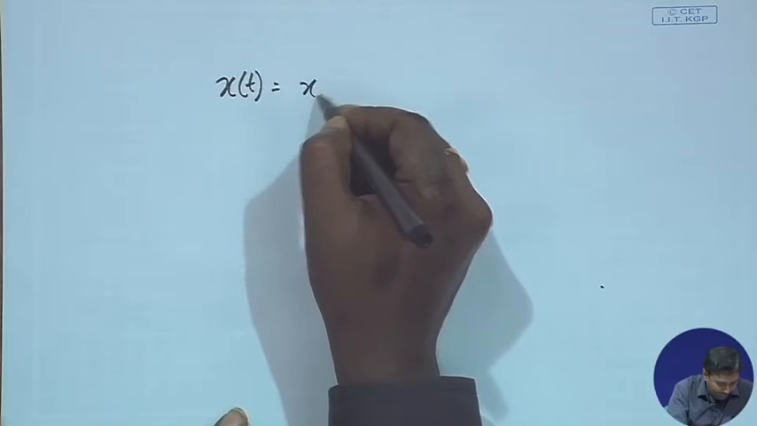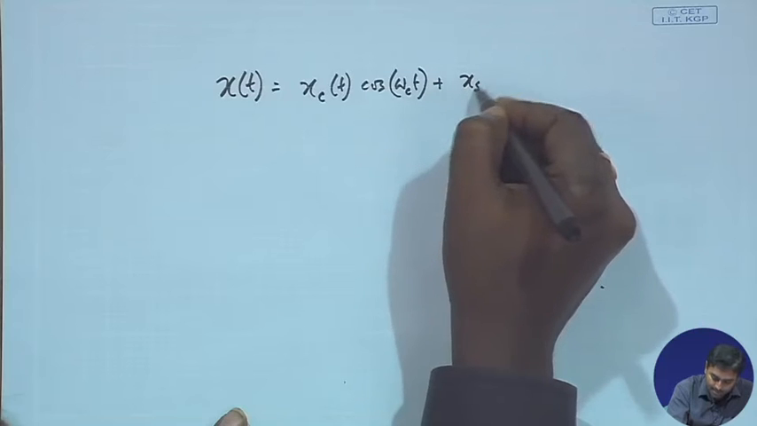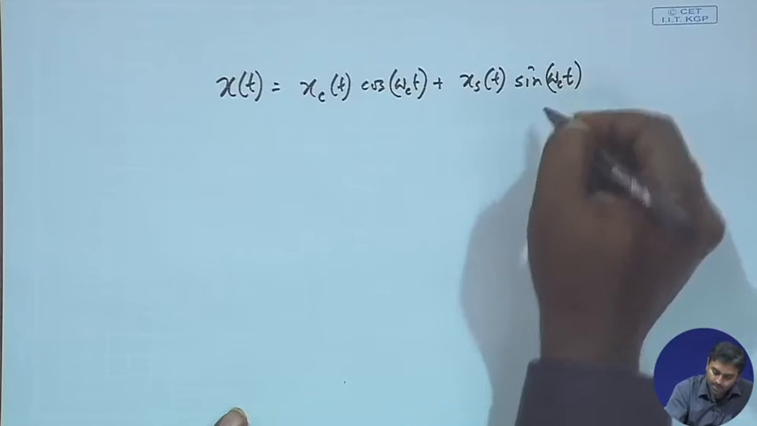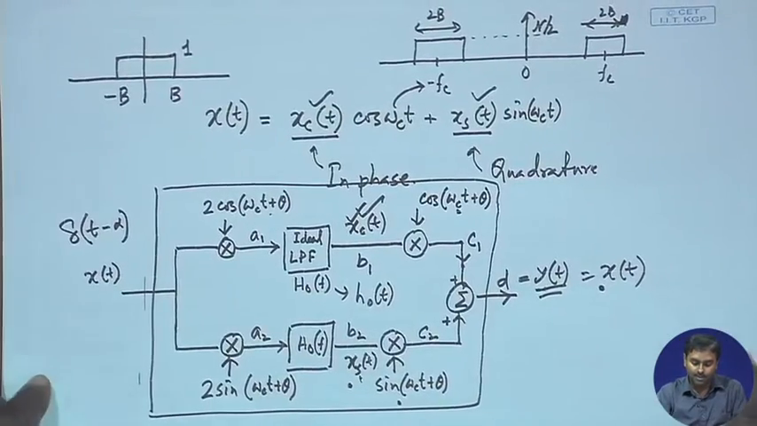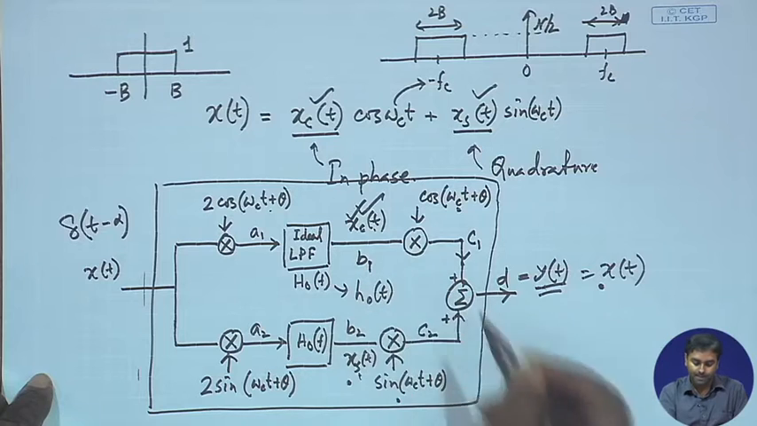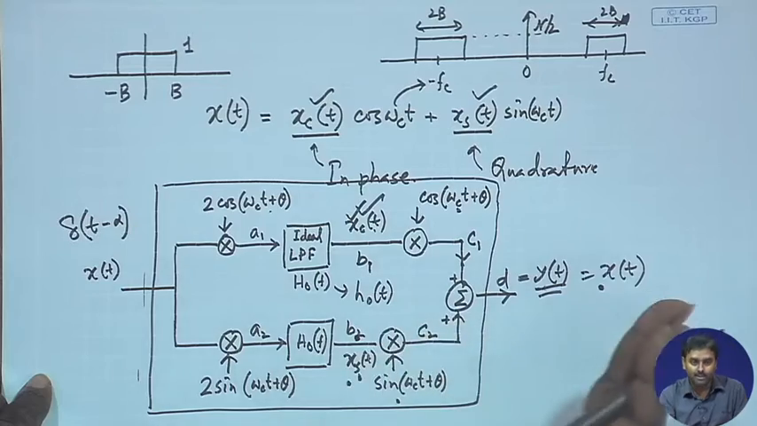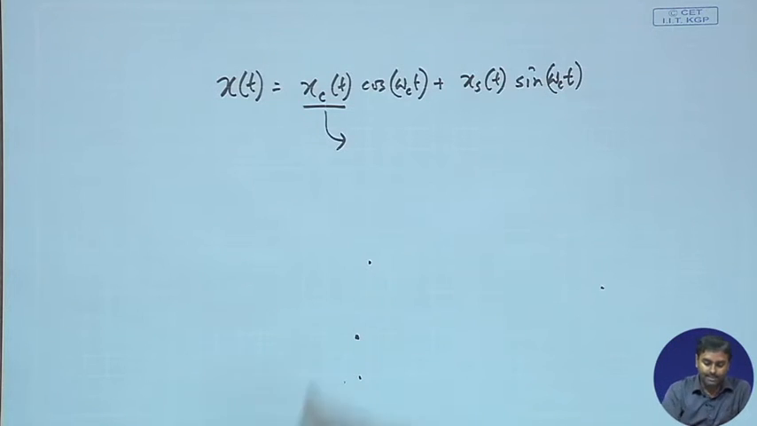So, therefore, finally it came to that x t is x c t cos omega c t plus x s t sin omega c t, where we know that this x c t I can actually trace back in my circuit, the circuit we have shown. So, x c t is nothing but equivalent to B 1 and x s t is nothing but B 2. Okay. So, we already know what they are. Okay. So, now let us try to see what is the characteristics of this x c t.